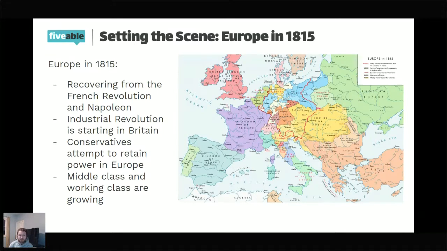But the working class, this brand new class of people, our factory workers, our city workers, they are exploding in population in certain areas. And the working class, unlike the peasants that they kind of pulled from, is going to face this brand new set of challenges. The working class, in a lot of ways, is going to be our focus for today, for tonight, I guess, depending on when you're watching this.